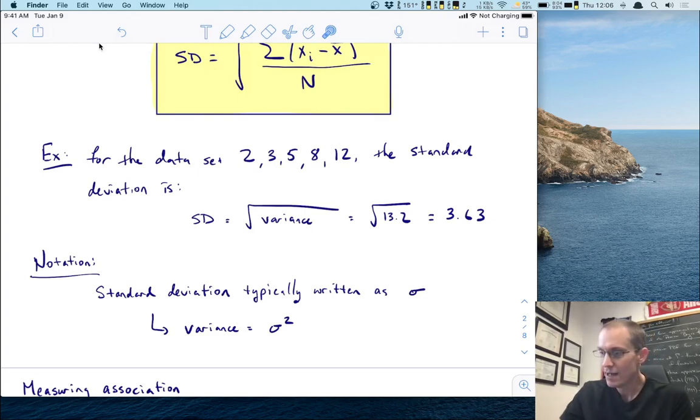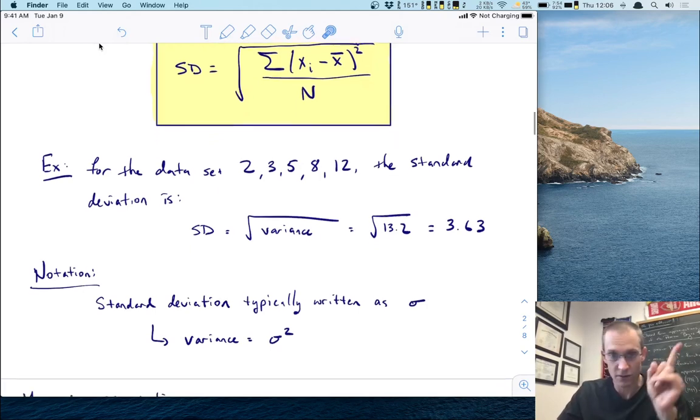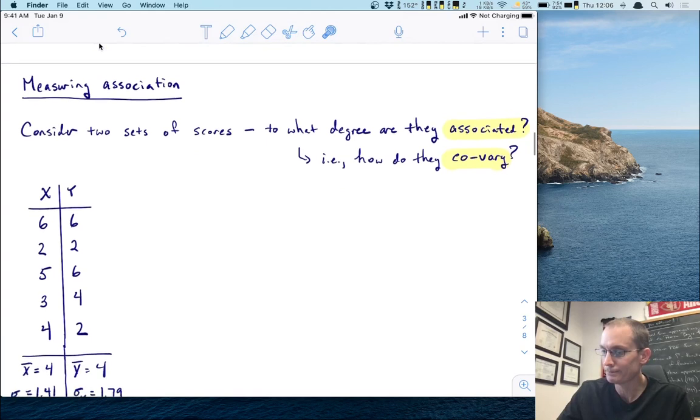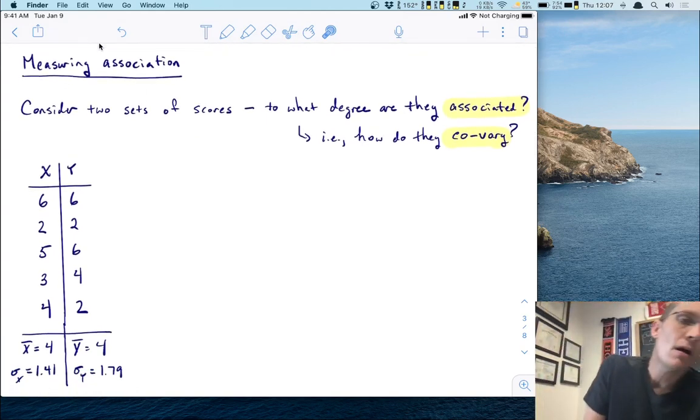Okay, so that's how we measure variability. Variance turns out to actually be the more important of these two concepts, and we'll begin to see that in the next lecture. I don't want to get ahead of myself right now, but that's what we will be getting toward.